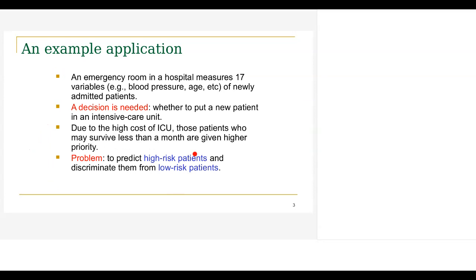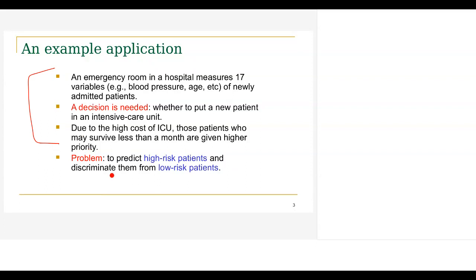So, an example of why we use supervised learning. An emergency room in a hospital measures 17 variables, for example blood pressure, age, and so on, of newly admitted patients. A decision tree is needed. We need to decide on the spot whether to put a new patient in an ICU, intensive care unit. Due to the high cost of ICU, those patients who may survive less than a month are given higher priority. This is the question.